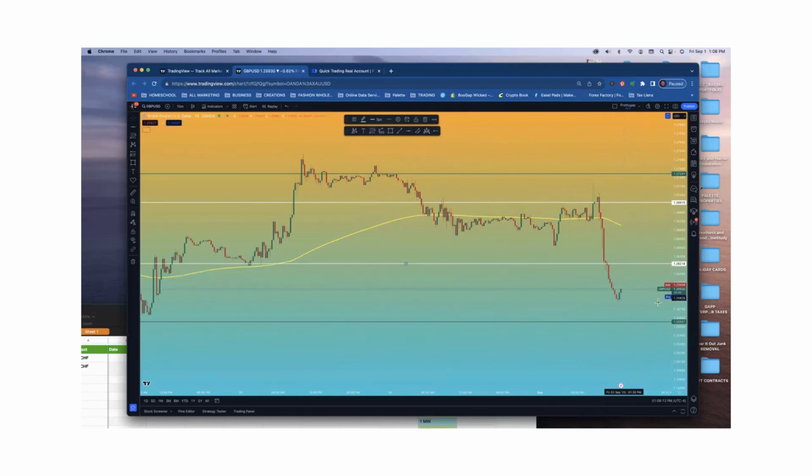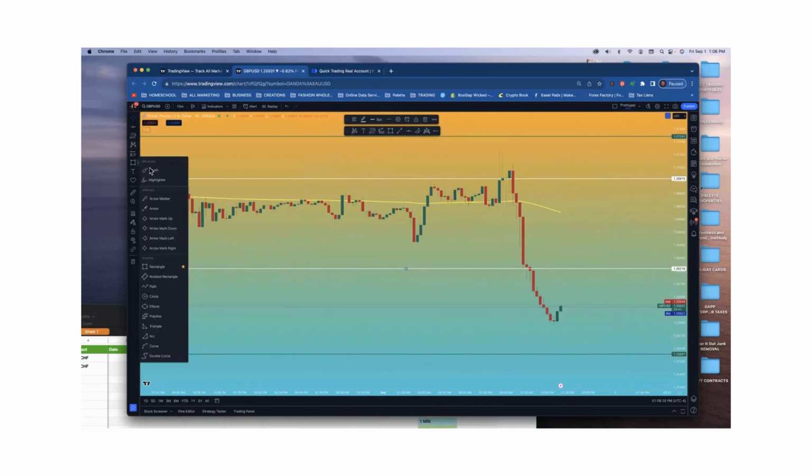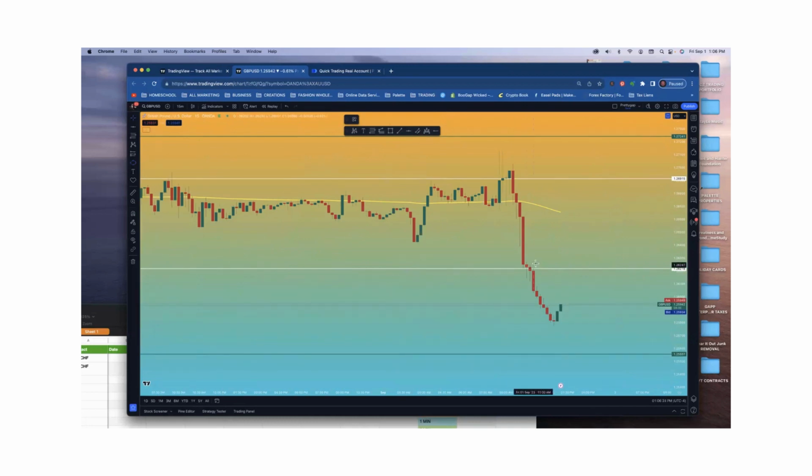And this is my pattern, y'all. Oh my goodness. Back. Is this or is this not the pattern? Right here. This is GBP USD on the 15-minute. And this pattern is one of my favorites.